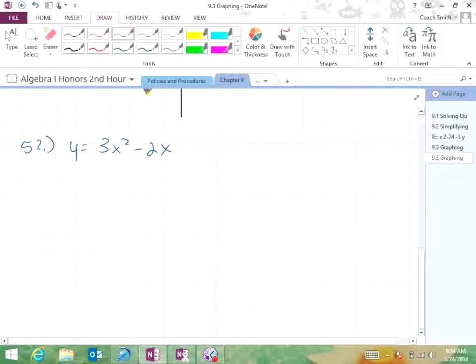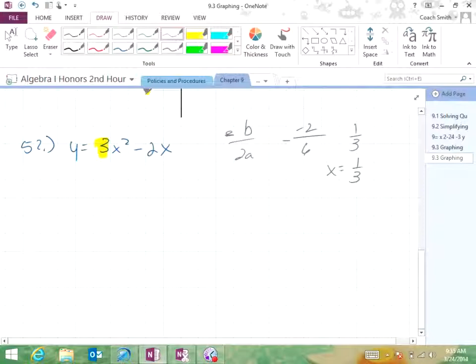Number 52 says y equals 3x squared minus 2x. Okay, so obviously we're looking at A, so it's going to point up, because it's positive. Now we find negative B over 2 times A, so B is equal to -2, and 2 times A, which is 6. So it is 1 over 3. So x is equal to 1 over 3.